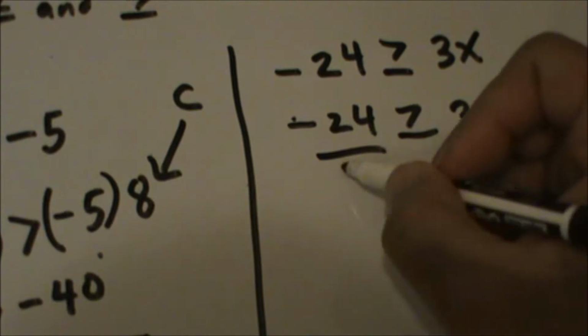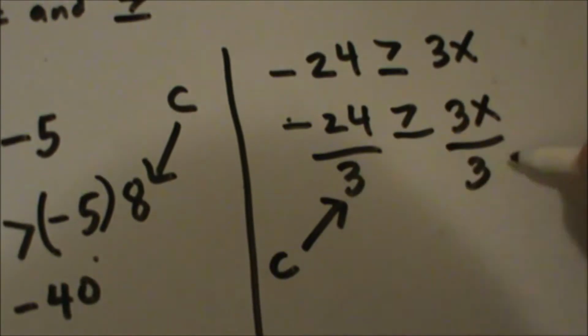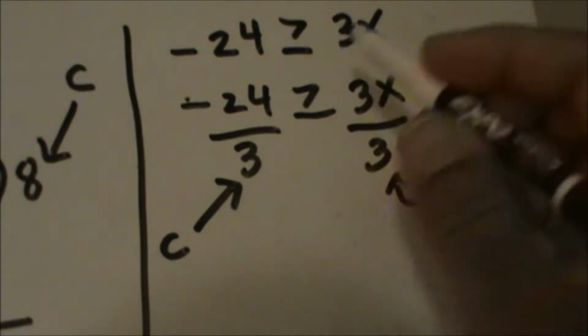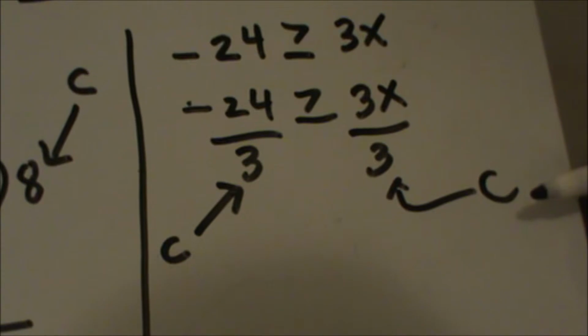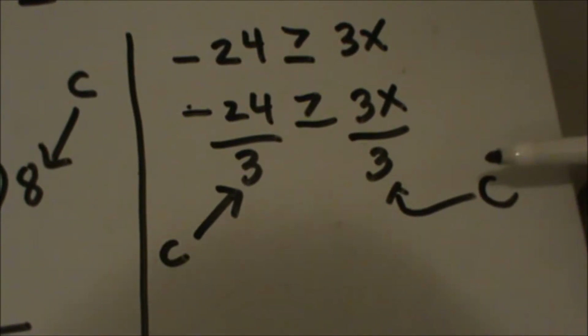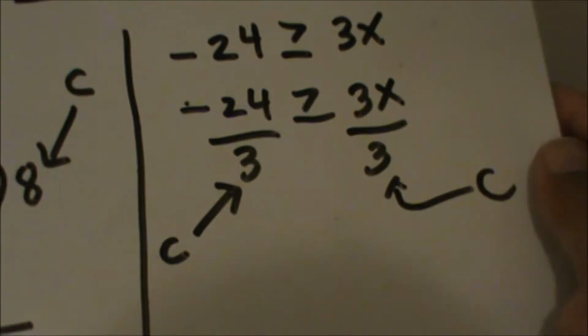So we're going to divide 3 on both sides. Right here, this is your C value. All right, the repeated C value that applies to these properties of inequality rules where C is greater than 0, this is your C value. So you do it on both sides of the inequality.